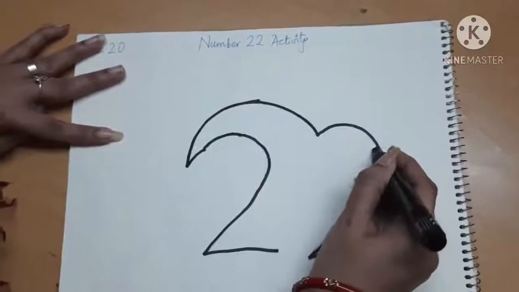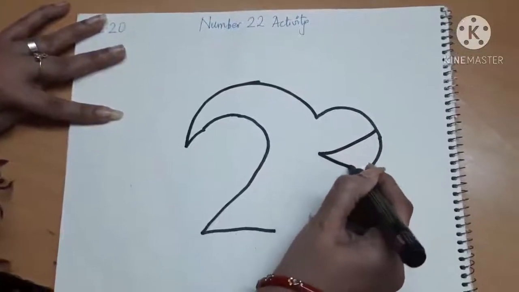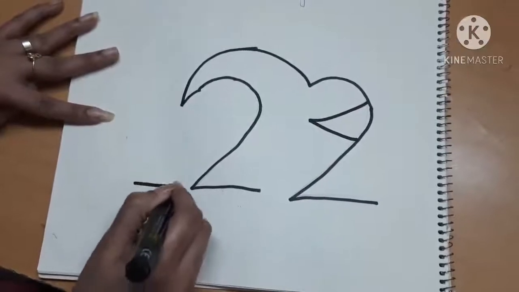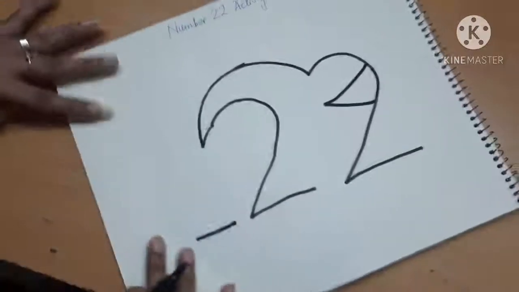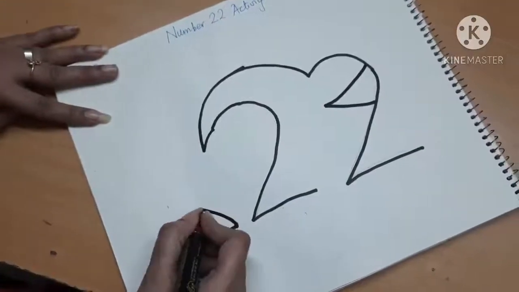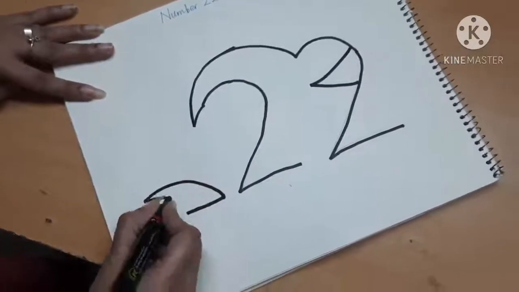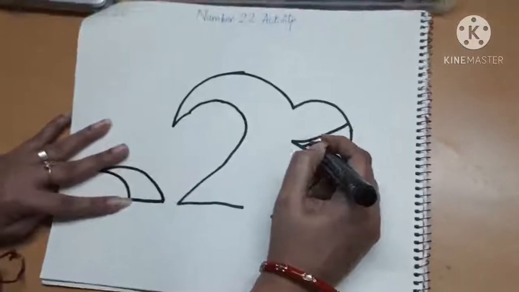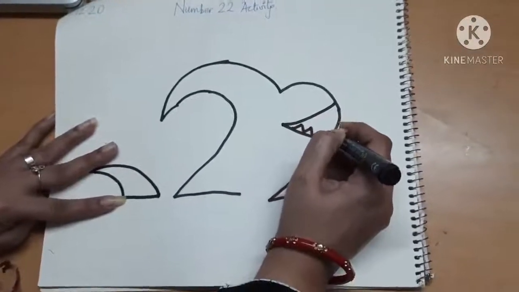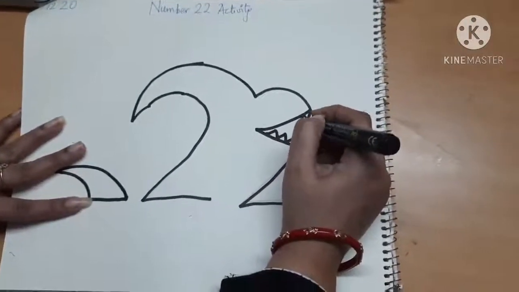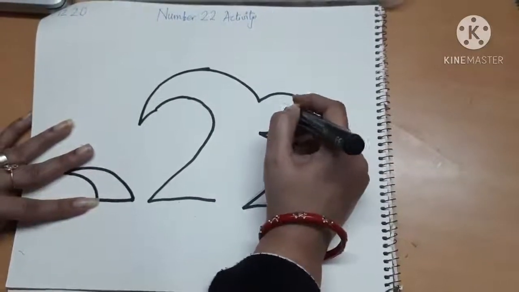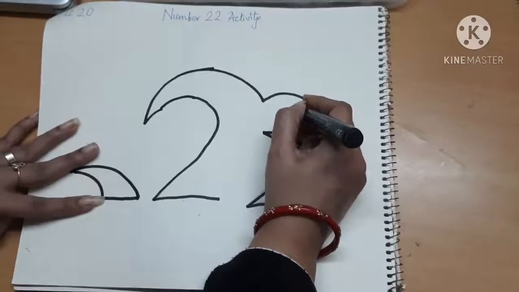How are we going to draw the mouth? Like this. And I'm going to draw the tail like this. And some teeth. Can you guess what it is? Yes, it's a dolphin.